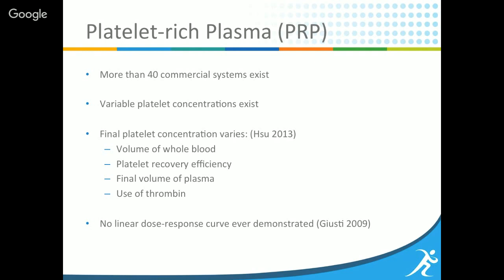In addition, a linear dose response curve has never been demonstrated. So for example, doing 20 mLs of PRP versus 60 mLs of PRP for a single tendon really doesn't matter. Rule of thumb, it's been stated that if it's a smaller tendon, 20 mLs, larger tendon, 60.